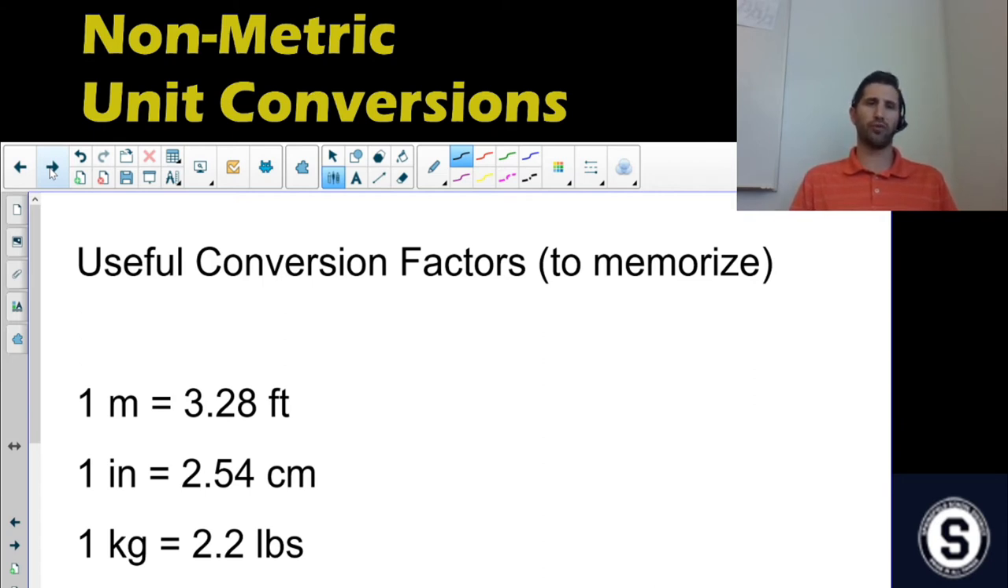1 inch is 2.54 centimeters. So if we think about an inch is about this big, a centimeter is about this big. So 2.54 centimeters makes up 1 inch. And then 1 kilogram is about 2.2 pounds. All right, 1 kilogram, 2.2 pounds. So just for your own mental math, for every kilogram, you kind of double it, and then a little bit more is how many pounds you would have. Okay. All right, so those are some useful ones. Let's work through some examples, and I'm going to talk about how to set these things up.